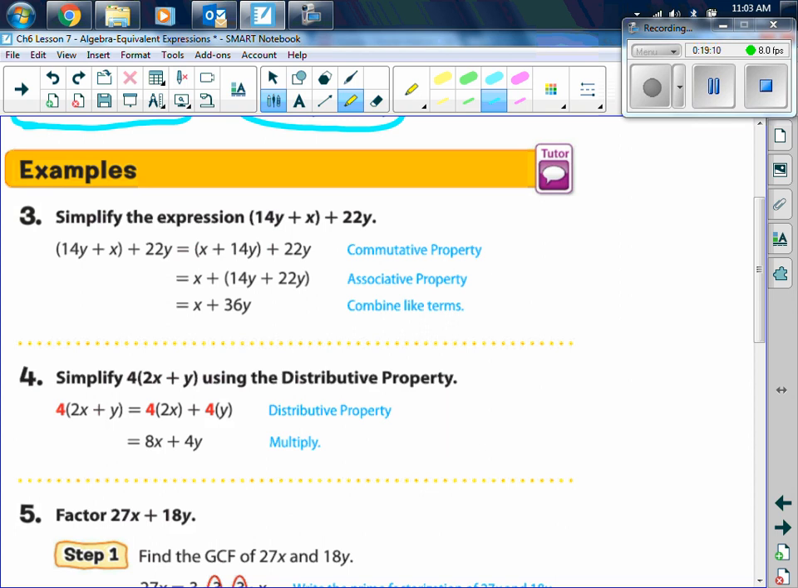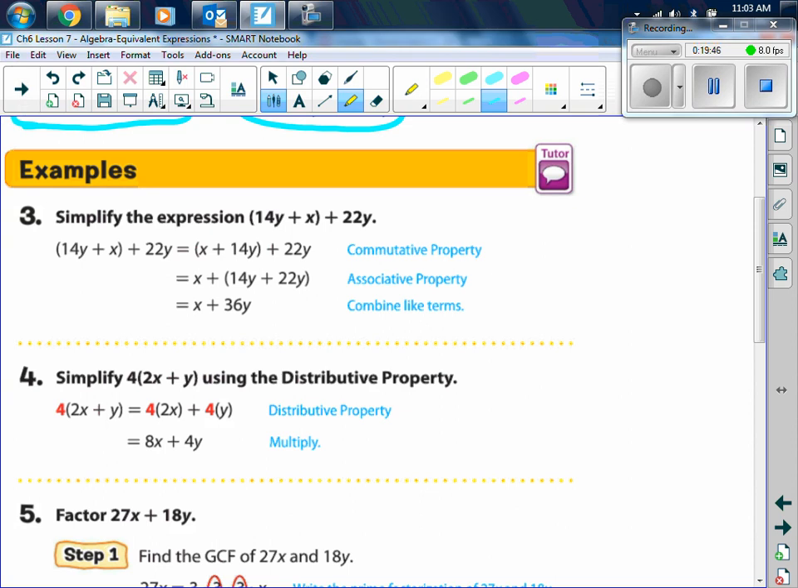So what property allows me to move it to the second 2 terms? Associative property of addition. And then we can combine our like terms. So here we have x plus, and then here the 14y plus the 22y gives me 36y. Okay? You will also notice in algebra that you see how they have the x first and the y first? If they had a b, a c, and an a, they would write the terms a, b, and then c. They usually write them alphabetically.